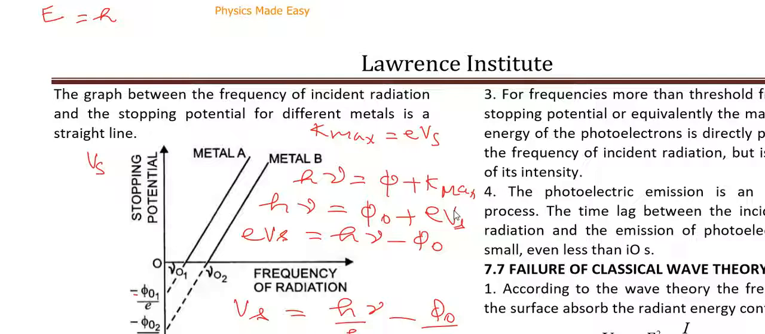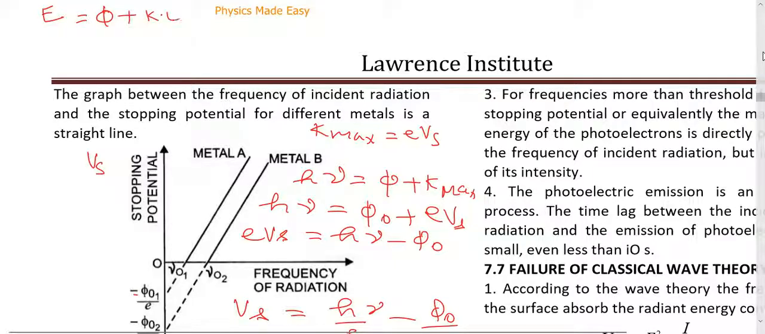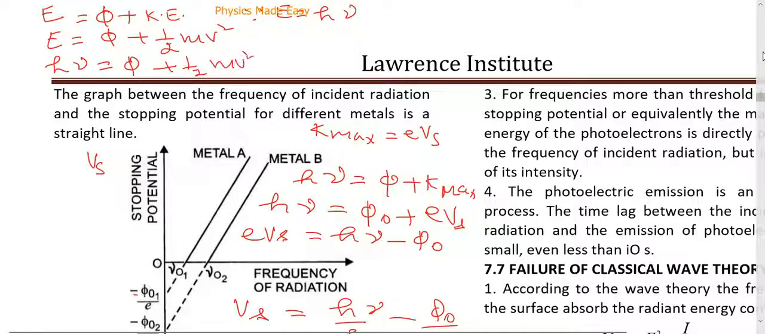One is for providing the work function, which I will write as phi naught, and the other is the kinetic energy of the electron. So E will be phi naught plus kinetic energy of the electron. For the kinetic energy I will use the formula from mechanics, half m v square. The energy of a photon is h nu, so h nu is equal to phi plus half m v square.